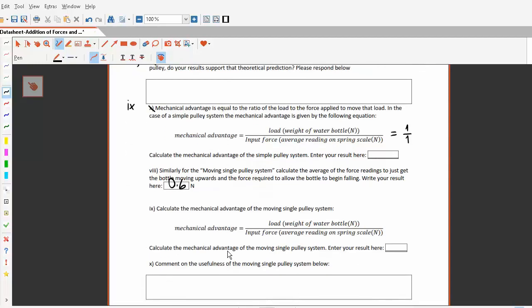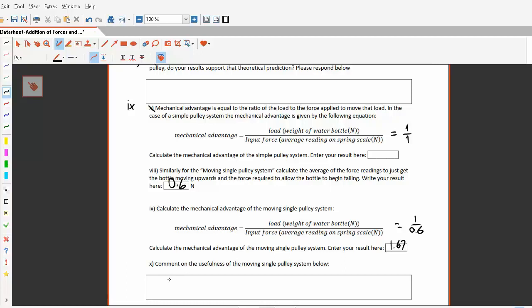In this case, the theoretical mechanical advantage is actually going to be 2, but because of the weight of our pulley, we'll have some variation from that. So our experimental value will be 1 over 0.6 in my case. You may get a different value over here. And so that value is 1.67.